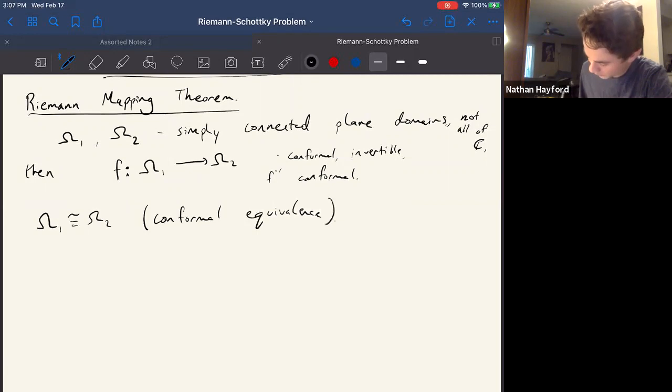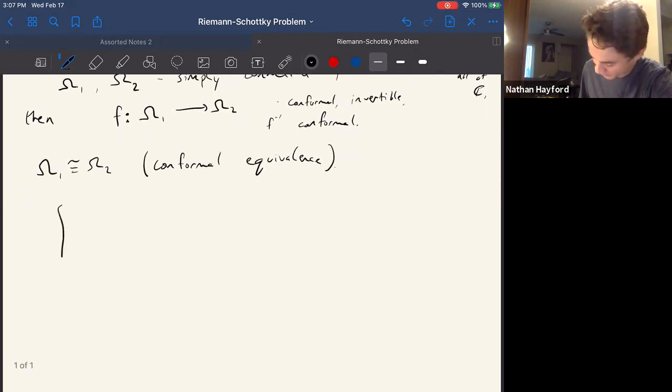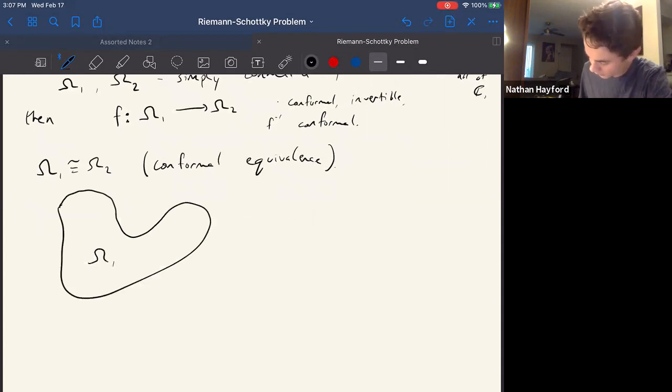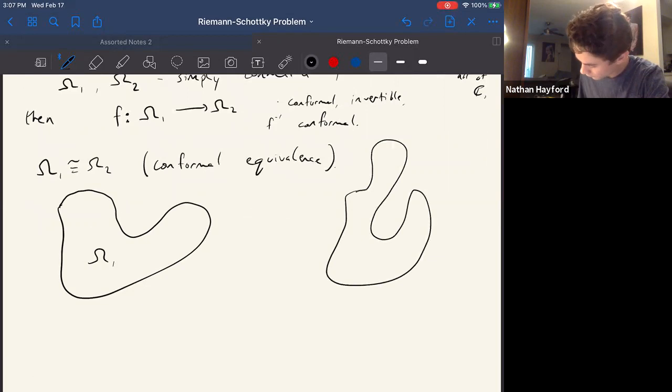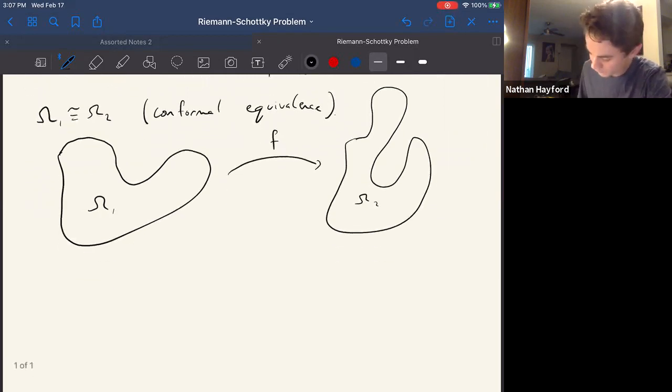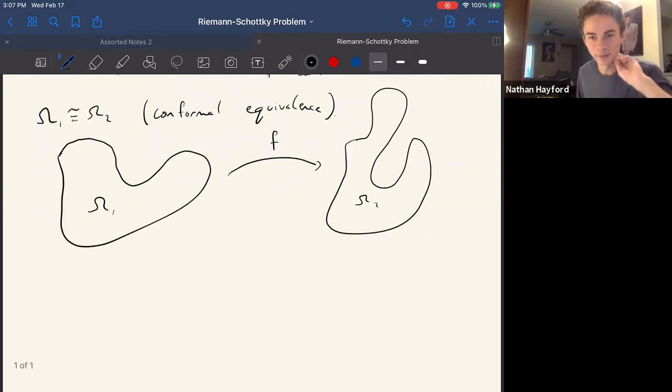I'll draw a picture, maybe it will be helpful. So here's domain number 1, not all of C. Here's domain number 2, not all of C. And there is a map between them, F. Okay. So hopefully that's a somewhat familiar result to everyone. If it's not, then maybe we can discuss at some point.